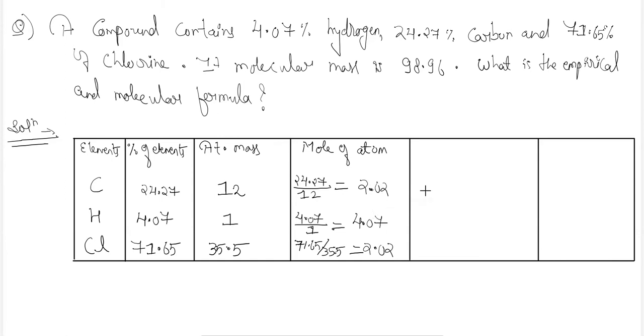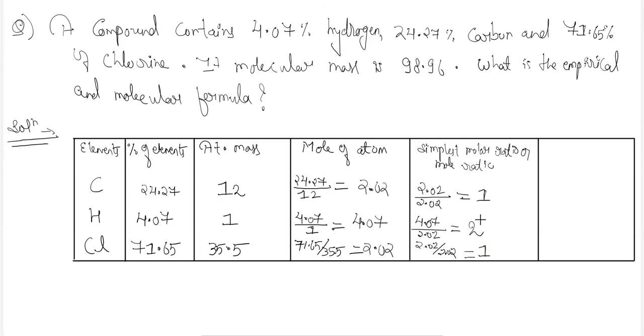Okay, so the smallest number here is 2.02. So the simplest molar ratio or mole ratio comes out to be 2.02 divided by 2.02, 4.07 divided by 2.02, 2.02 divided by 2.02. Here it will come near about 2. Near about 2, and here it is also 1.